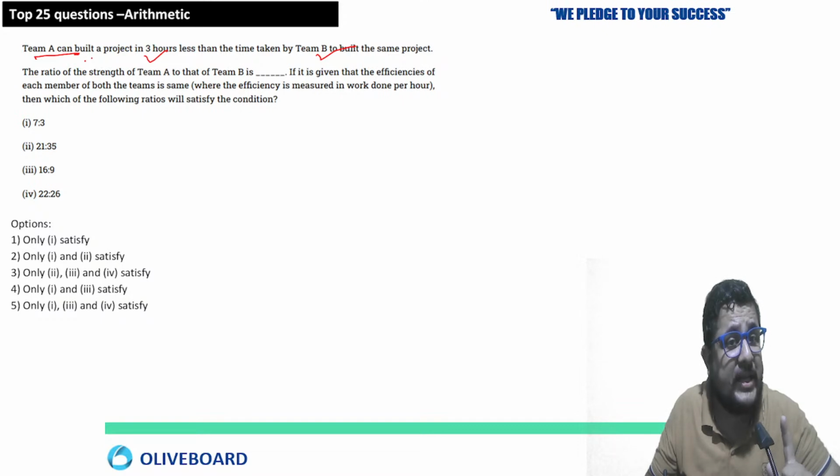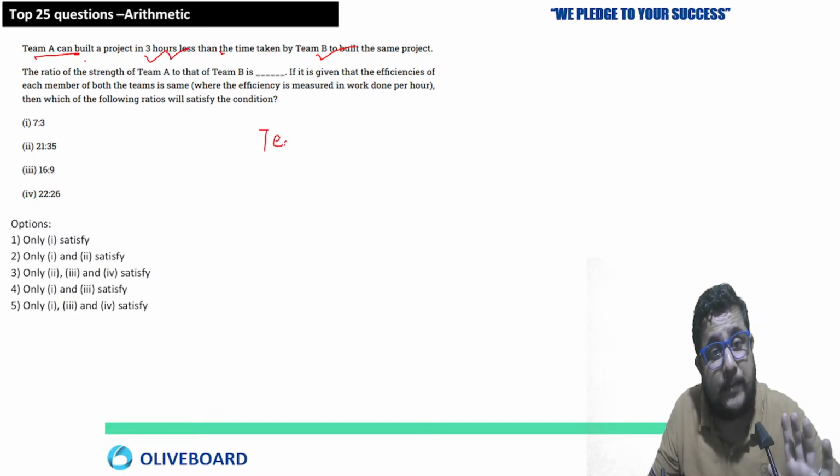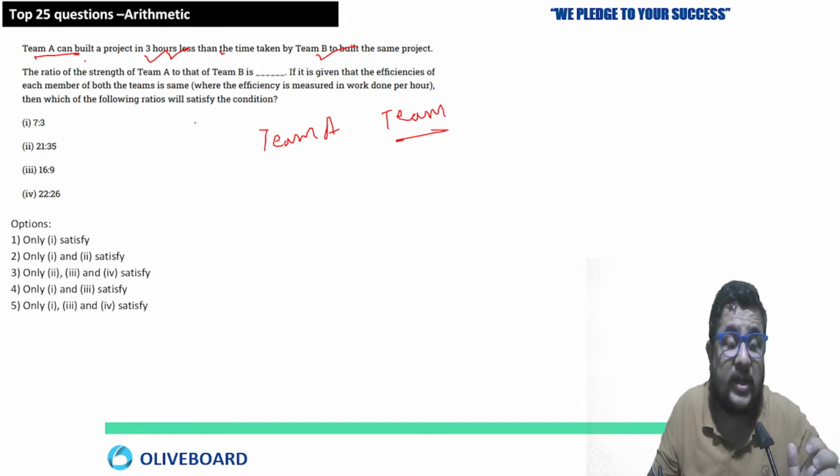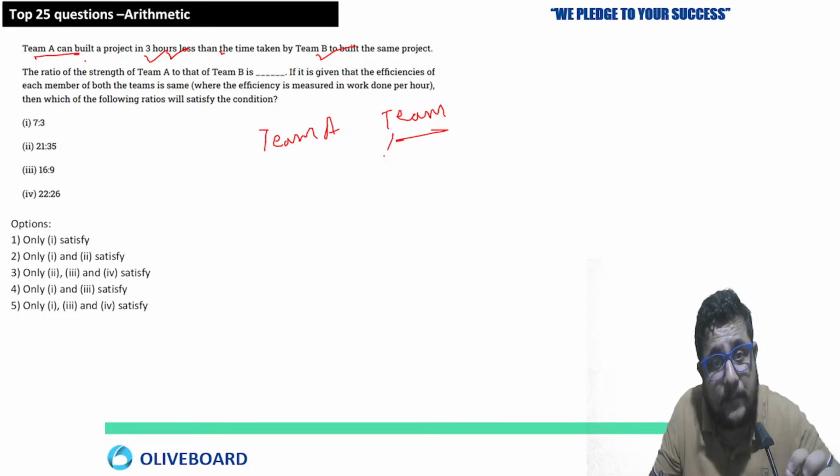So what is given? Team A can build a project in 3 hours less than the time taken by team B. So team A and team B. So this is from which chapter? Previous one was average and problem on ages, mixture, and this is from time and work. So team A is taking 3 hours less than team B.